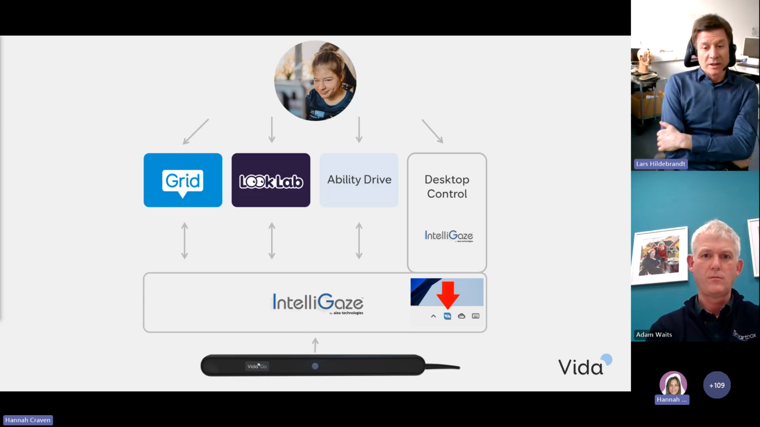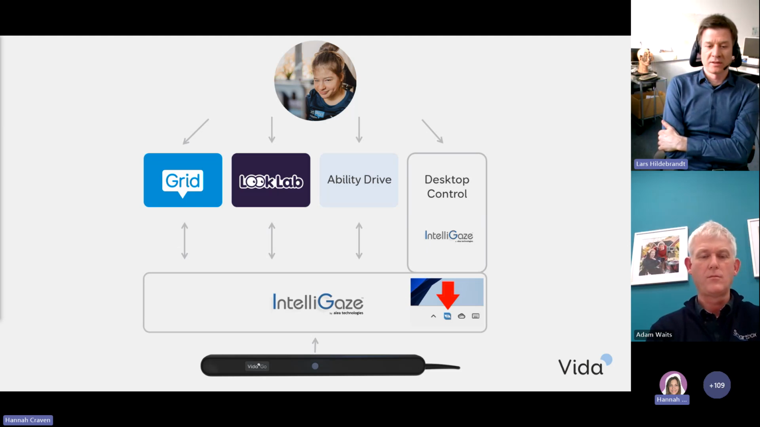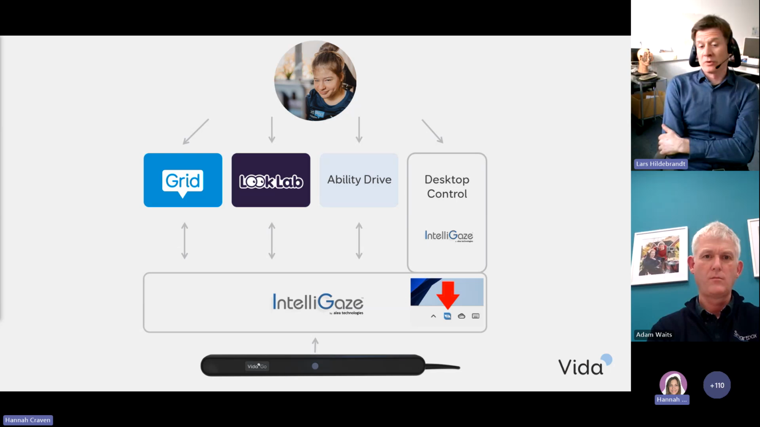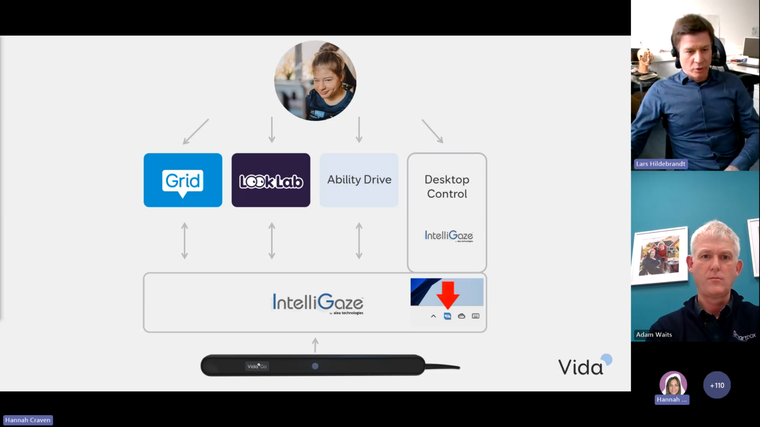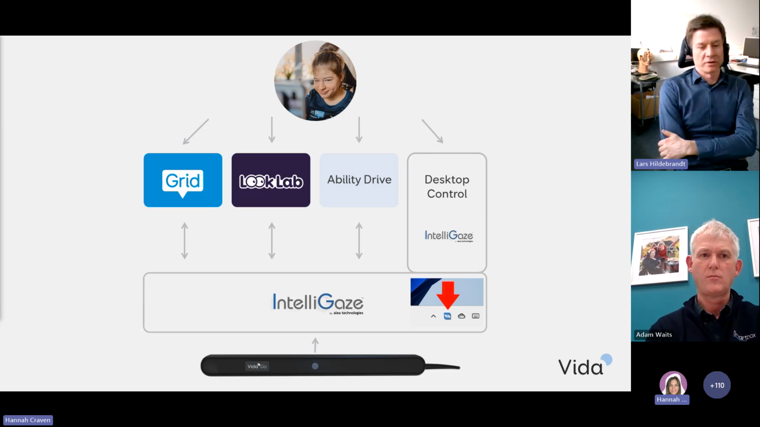However, you can also use IntelliGaze itself without the need of Grid or LookLab, if you don't need communication, if you need just desktop access. Then IntelliGaze is visible the first time on your PC, and it comes with its own desktop control to access any desktop application. The difference to all the other applications is that this is built in natively into the IntelliGaze software. So you don't need any additional software, just IntelliGaze, a GridPad, and the camera will do.